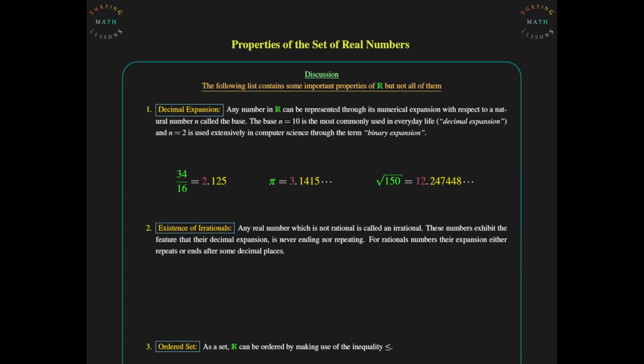Since most aspects of the real numbers depend on their intrinsic nature and not on the way in which we represent them, we use the decimal expansion exclusively moving forward. The second property tells us that there are real numbers which are not rational.